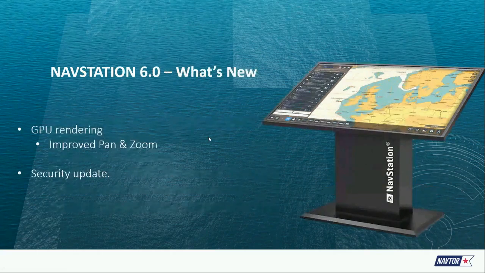So what's new in 6.0? Berger already touched on the GPU rendering. That means the software will be using the graphics card of the computer to draw charts instead of the processor itself. What that means for you is improved pan and zoom functionality. You may have been aware of some grey patches on the charts as you zoom or pan across them quite quickly. This will remove the grey areas and just make it a better user experience for you.